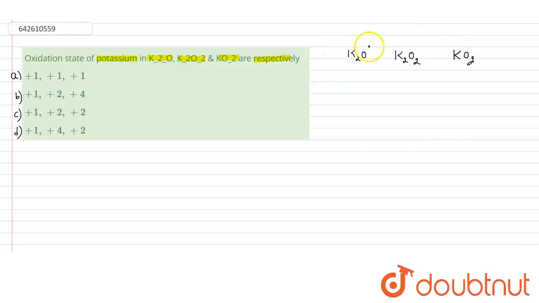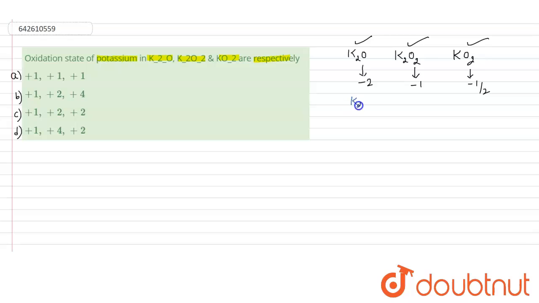As we know, in the case of an oxide, the oxidation state of oxygen is -2. In the case of a peroxide, the oxidation state of oxygen is taken as -1, and in the case of a superoxide, the oxidation state of oxygen is -1/2. So this is the oxidation state in the different oxides. Now let's calculate the oxidation state of potassium.